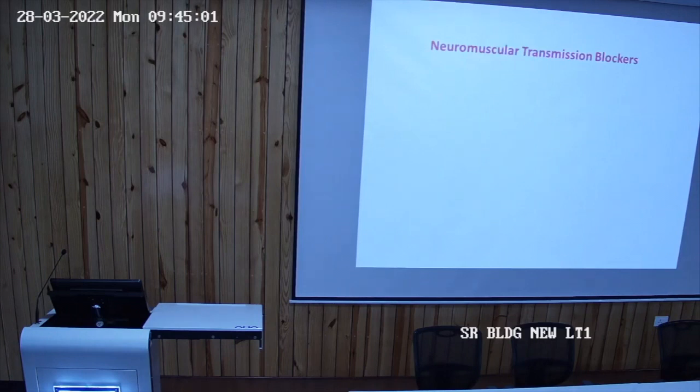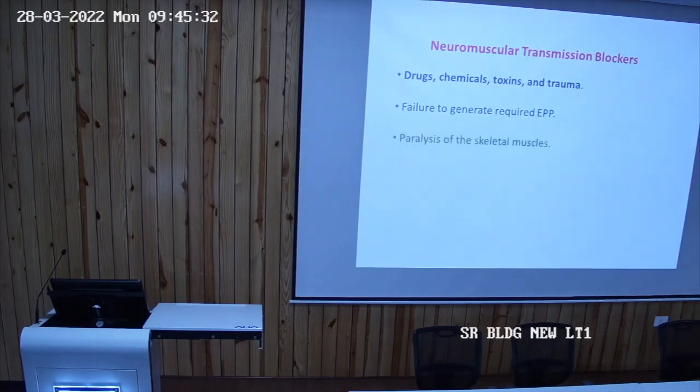तो न्यूरोमस्कुलर ब्लॉकिंग एजेंट, जो न्यूरोमस्कुलर ट्रांसमिशन ब्लॉक करते हैं, तभी तो रिलैक्सेशन आएगा। तो न्यूरोमस्कुलर ट्रांसमिशन ब्लॉकर may be drugs, may be chemicals, may be toxins और ट्रॉमा, इसके चलते न्यूरोमस्कुलर ट्रांसमिशन का ब्लॉकेज हो सकता है. So obviously there will be failure to generate the required end plate potential. Required end plate potential is mandatory to develop the action potential over the muscle membrane. Okay. So obviously जब ट्रांसमिशन नहीं होगा क्या होगा? EPP डेवलप नहीं होगा. So there will be paralysis of the skeletal muscle. Contraction नहीं हो पाएगा. There will be paralysis.